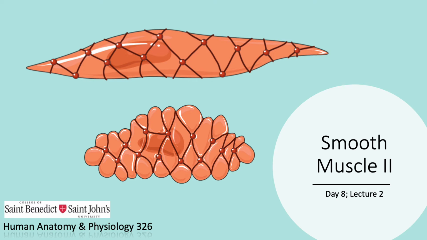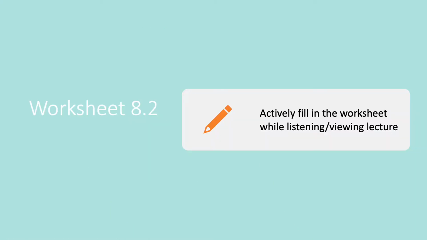Welcome to our second lecture on smooth muscle. And now we're going to look at some of the characteristics of smooth muscle contraction and then compare single unit versus multi-unit. And you can print off worksheet 8.2 now.